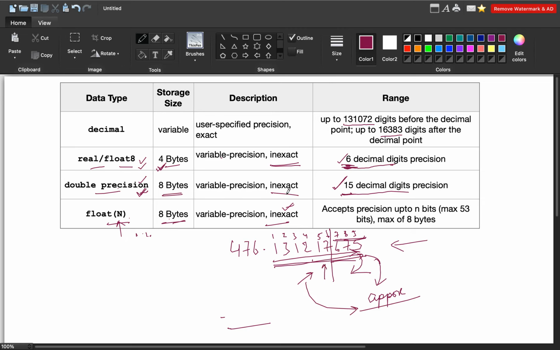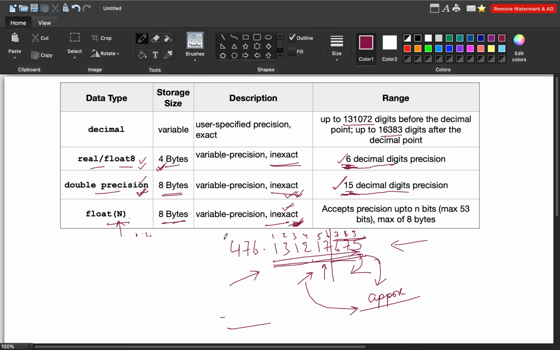Same thing applies for double precision also, because sometimes when you are inserting the values, you definitely have a limitation, right? 15 digits after the decimal. But if you have more digits than that, it means that the value which you are trying to store with more than 15 digits after the decimal will be stored as an approximation. We will see in detail in our upcoming practicals how this approximation is calculated by SQL. Same thing applies for float n as well. So this also stores the value as an approximation.